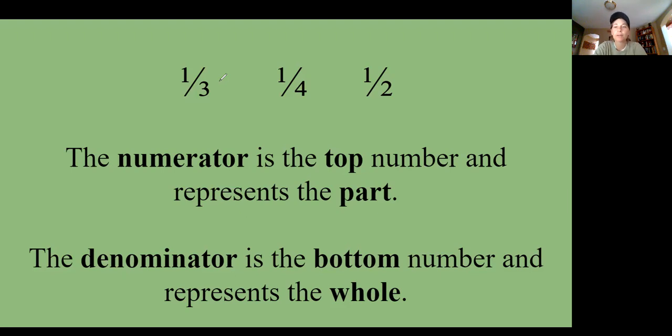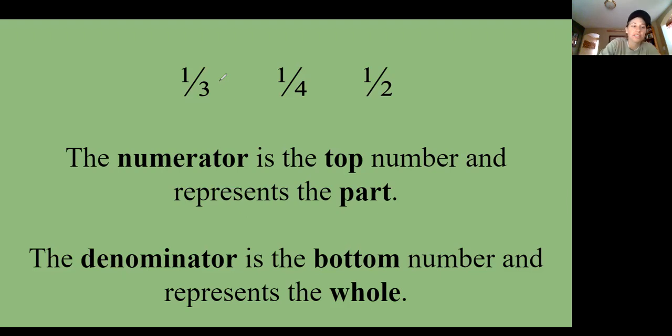And the top number represents the part of the whole, okay? And we'll talk a little bit more about that, but you do need to remember that the numerator is the top number and it represents the part. You might want to write this down. The bottom number is called the denominator. So in 1/3, 3 is the denominator. In 1/4, 4 is the denominator. So it's the bottom number and it represents the whole.